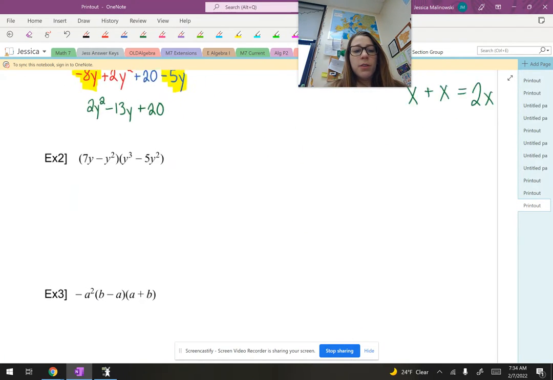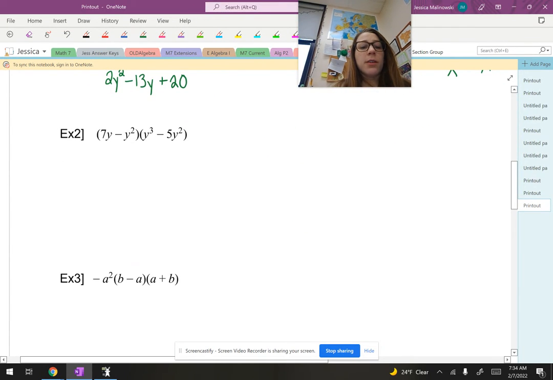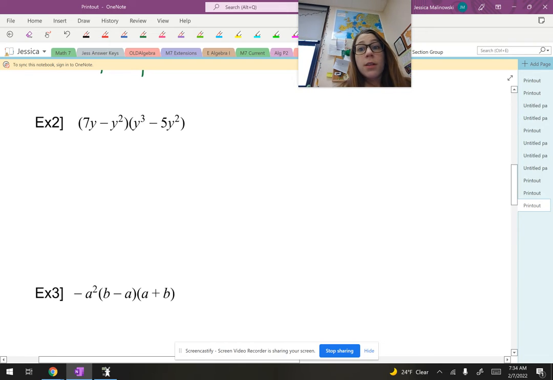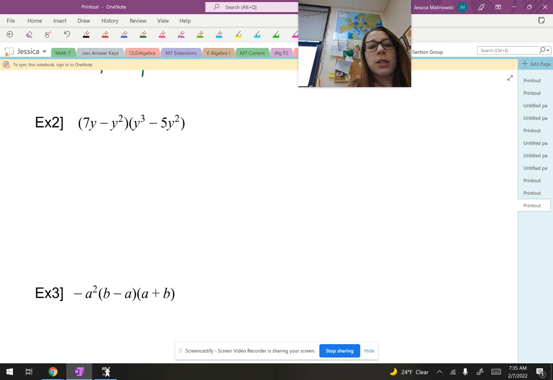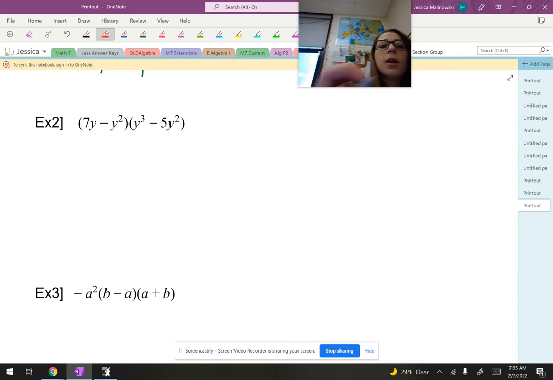Okay, so continuing with our double distribution extension here, we're going to take a look at example number 2. This one gets a little bit more complicated because, as you can see, we don't have just pieces with exponents of 1. We've got pieces with exponents of 2 and 3 and all sorts of crazy things going on. So again, we're just going to take it one piece at a time.